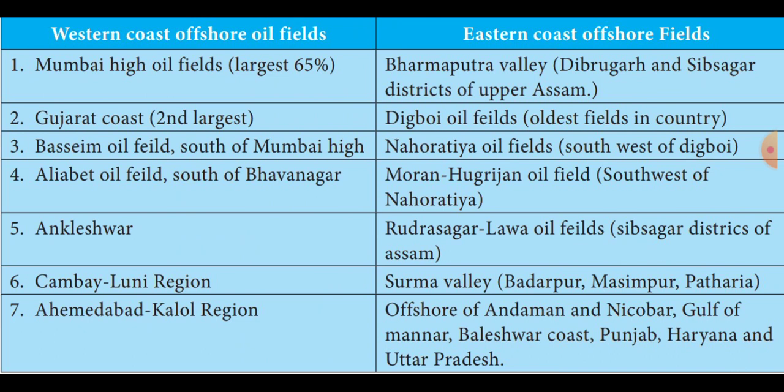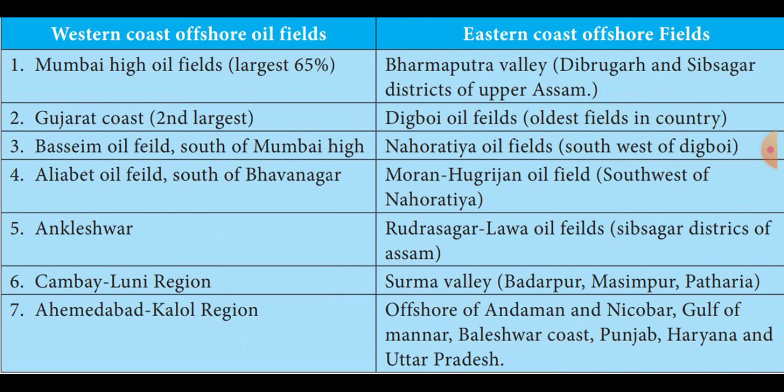In the eastern coast, Digboy oil fields are an important oil field area. Then thirdly, the Bassein oil field, which is in the south of Mumbai. In the eastern coast, the Nahorkatiya oil fields. Then fourthly, the Aliabet oil field, which is in the south of Bhavnagar. In the eastern coast, the Moran-Hugrijan oil field.